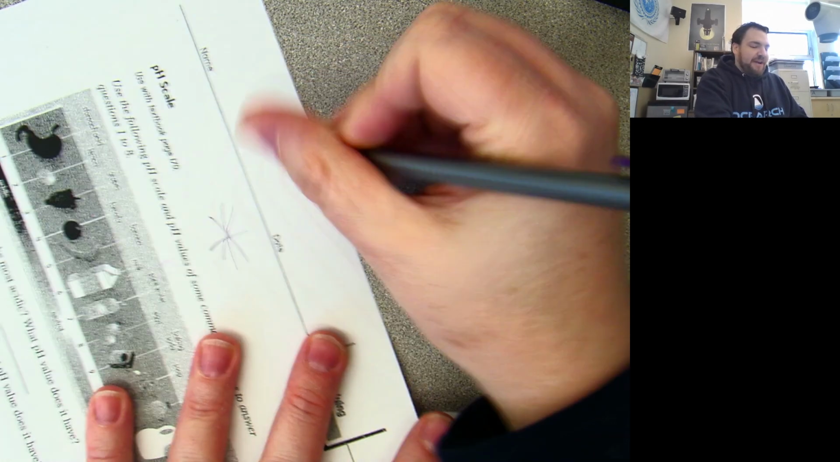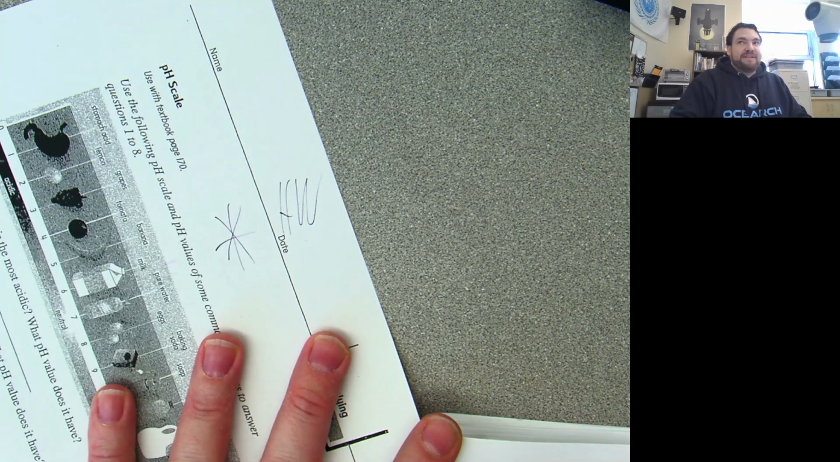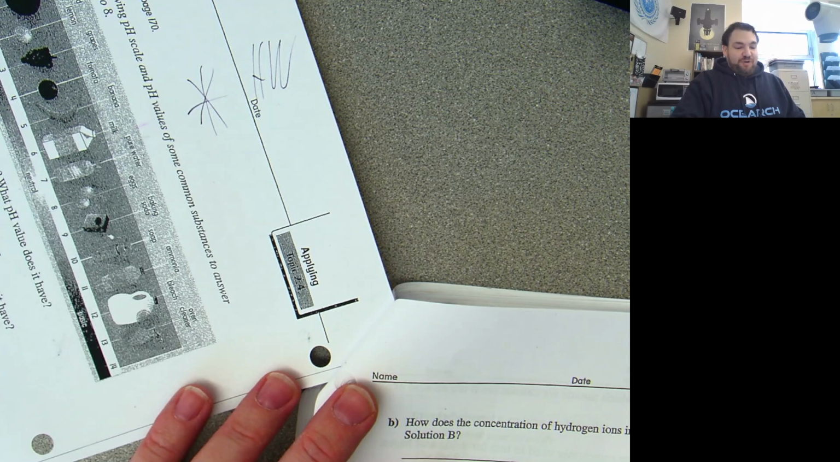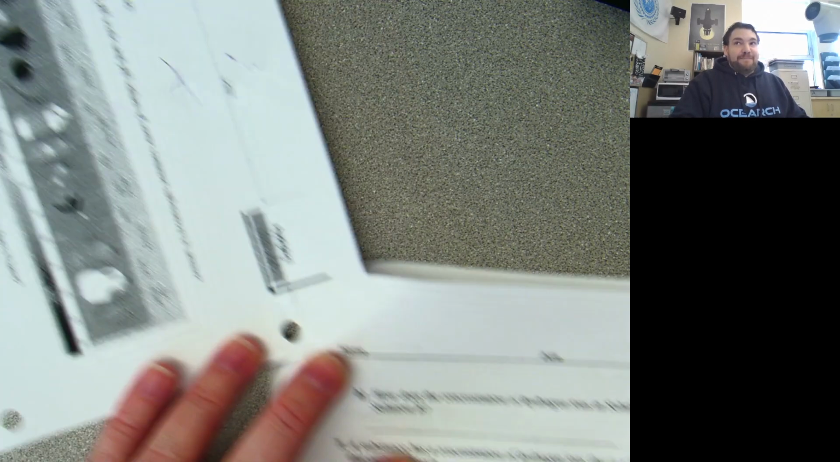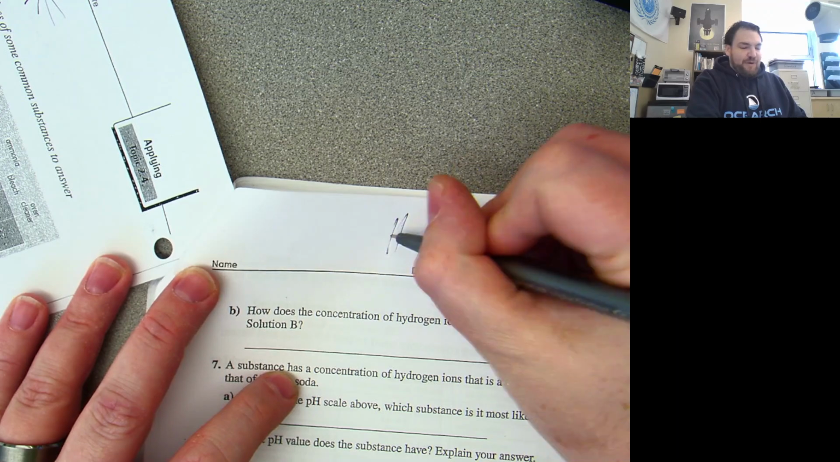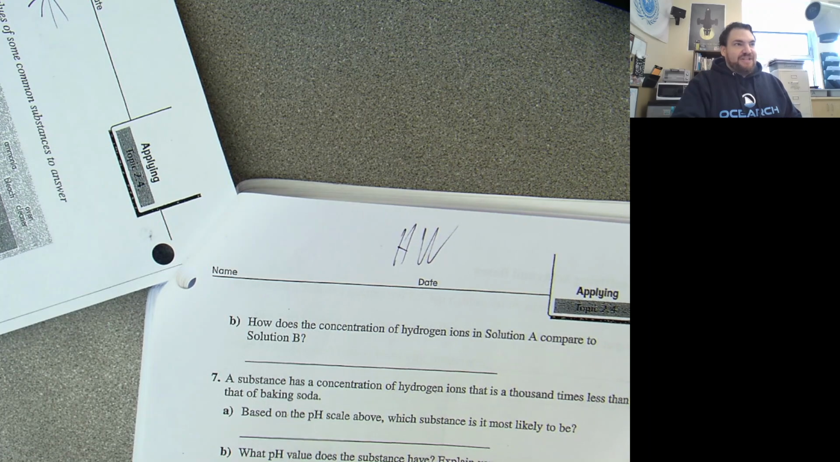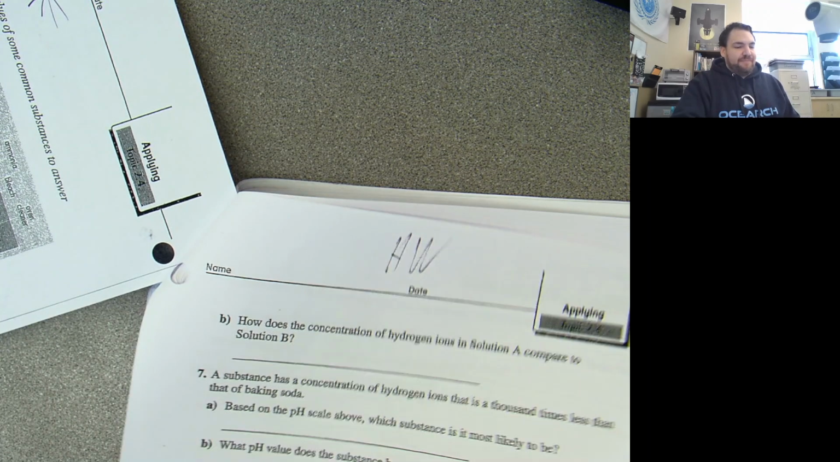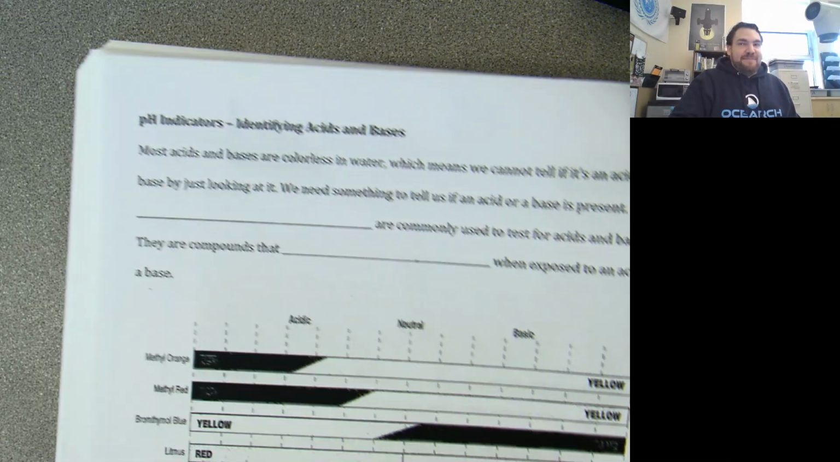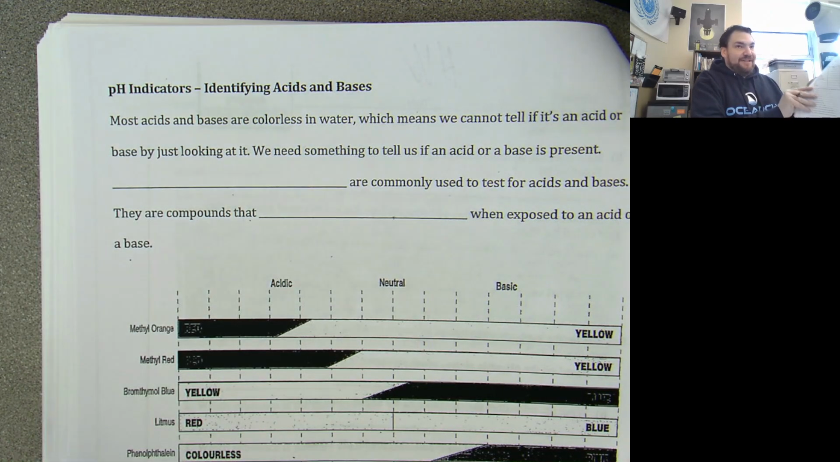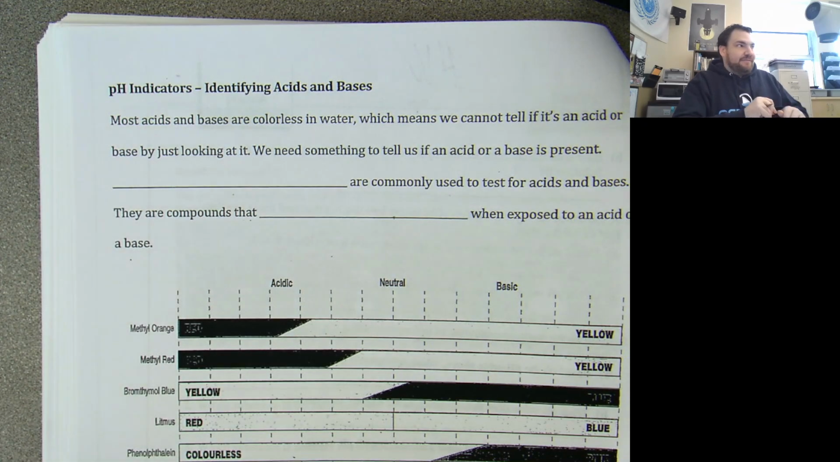The next page, if you flip over, I want you to put a big star on top of there and the letters HW. HW stands for I want you to do these questions for homework. Flip the page again. There's another list of questions there that I want you to take a look at. And then flip the page one more time. Find me this page here called pH indicators. This is the last thing we're going to talk about today.